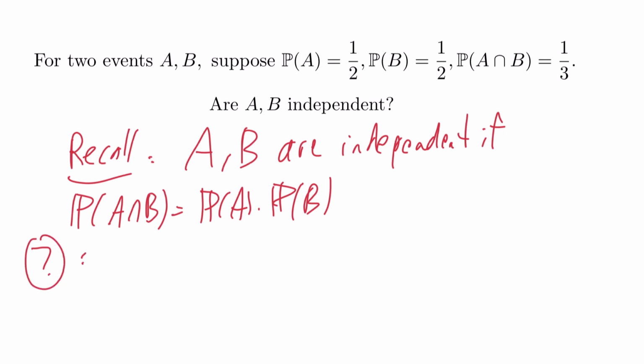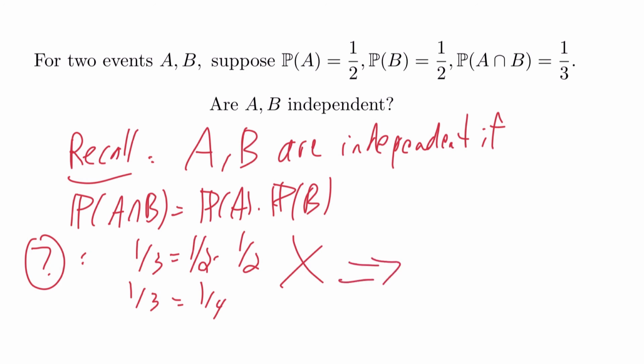Well, I can check if this is the case because I have all 3 of those probabilities. So I ask, is 1/3 equal to 1/2 times 1/2? No. This is the same as asking, is 1/3 equal to 1/4? So that equality is not true. This implies that they're not independent. So although independence has a nice, intuitive interpretation as these events should have nothing to do with each other, one can check if 2 events are independent without really knowing what they are. If you know their probabilities, that's enough to determine independence in certain cases.